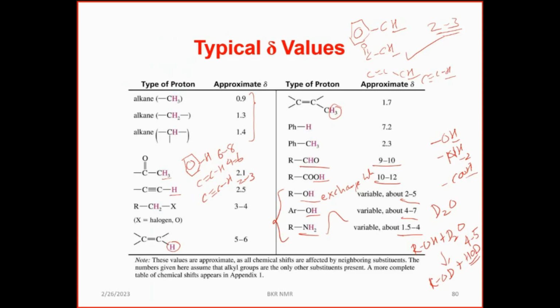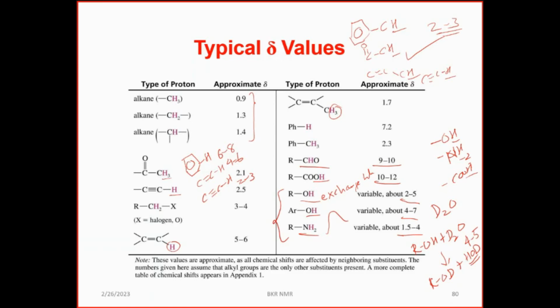Guys, are you there? Okay. Alkene hydrogen, hydrogen attached to a carbon on a direct double bond, is 4 to 6. Alkyne hydrogen, hydrogen attached to a triple bond carbon, is 2 to 3. Benzene 6 to 8. Aldehyde 9 to 10. Acid 10 to 12. Exchangeable hydrogens are OH, NH2 or NH, or COOH.